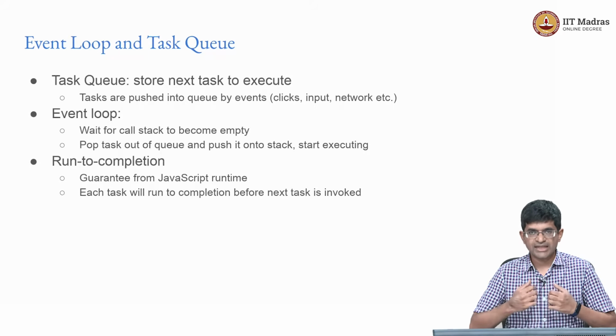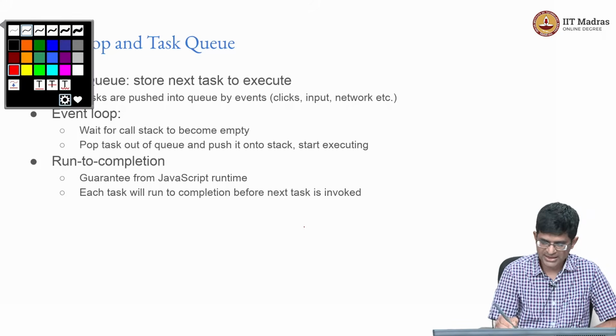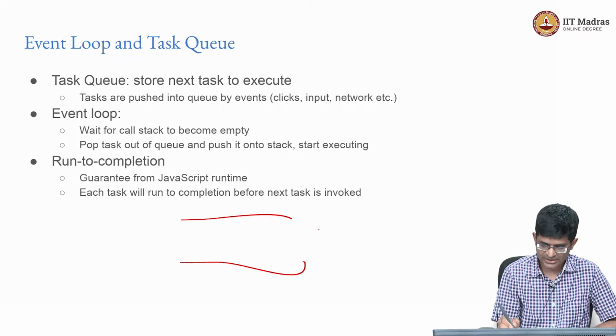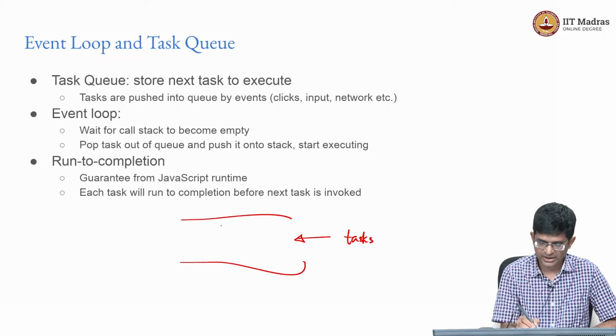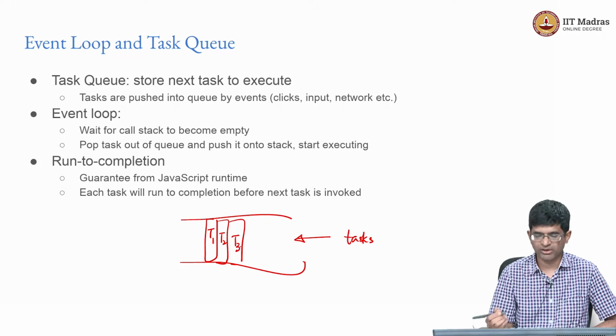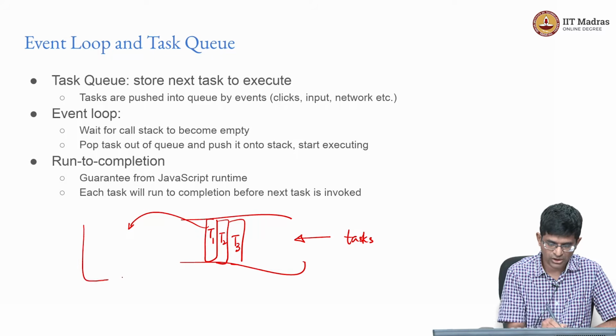This task queue is not a stack. As the name suggests, it's a queue. So what does that actually mean? It basically means that I can think of a set of tasks that are being pushed into a queue. There's T1, T2, T3 and so on. What are these tasks? They could be functions, so they could be something which basically says, okay, do something in the code. And each one of these, when T1 is ready, it then goes onto the call stack.